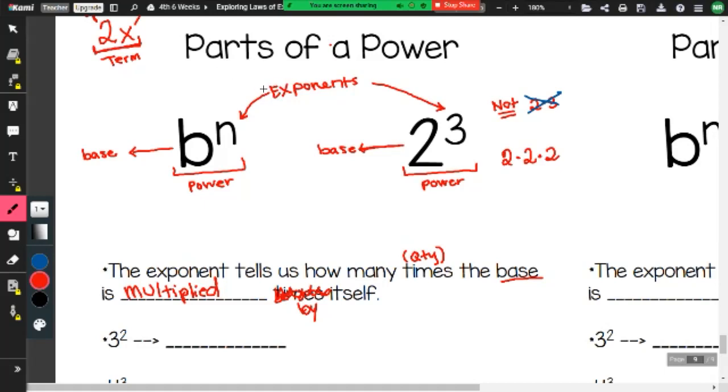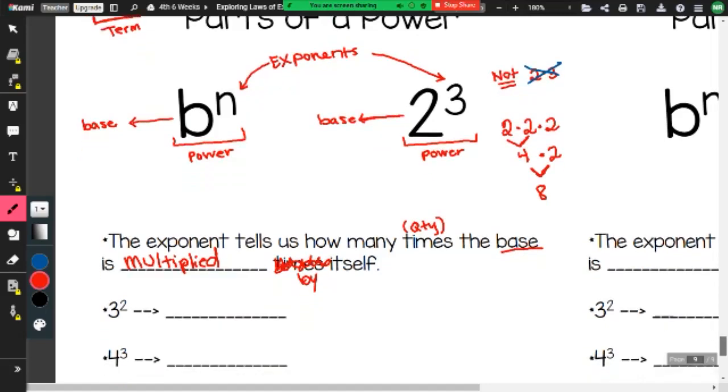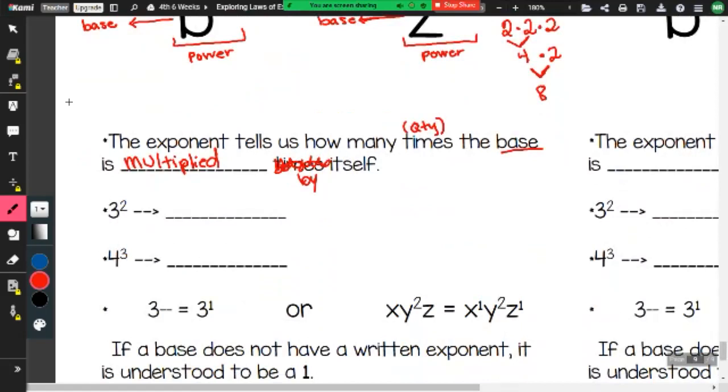Now, when we work this out or simplify it, 2 times 2 is what? And 4 times 2 is 8. So 2 to the power of 3, notice, is not 2 times 3. 2 times 3 is 6. 2 to the power of 3 is actually 8. 2 times 2 times 2. Okay. Now, 3 to the power of 2 is not 3 times 2. It's what? 3 times 3. And I'm actually going to write it out to the side for a reason.